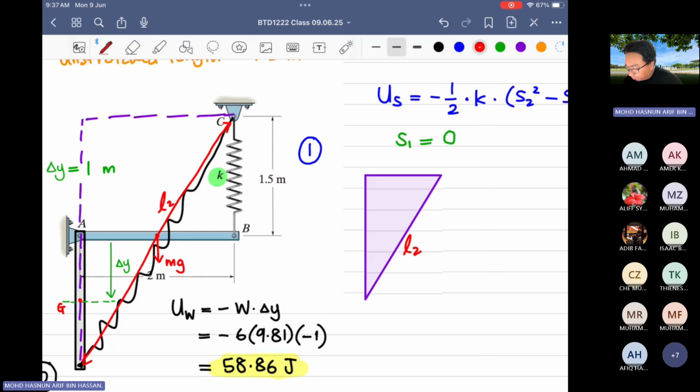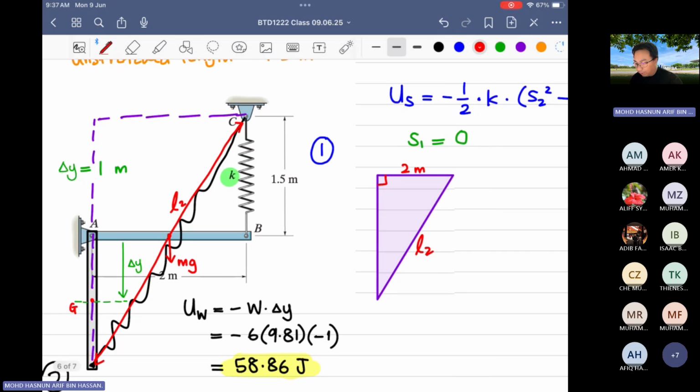Okay. This is 90 degrees over here. Do we know what is the top side? 2 meter. Okay, this is the length of the rod. And do we know the left-hand side? 3.5. Okay, 3.5 because 1.5 here and 2 meter is the length of the rod. So 3.5 over here.